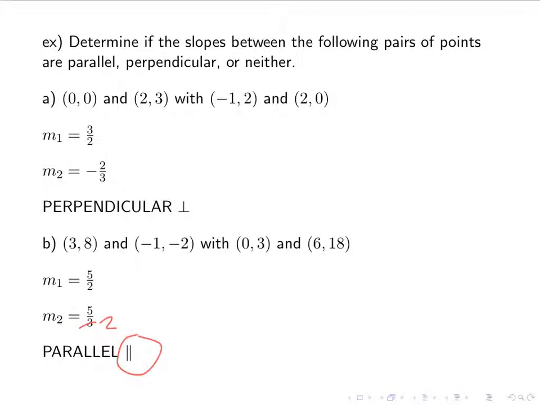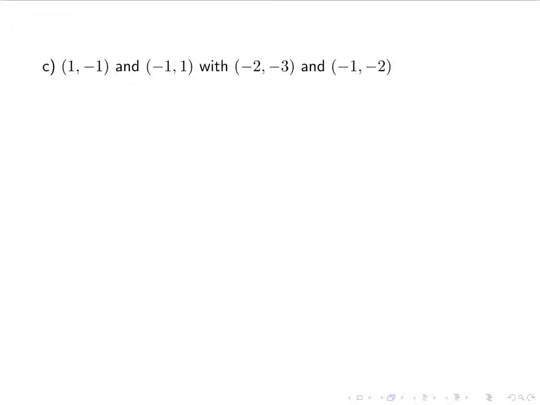Okay, so we're going to do a couple more, and I would advise you to pause it and try it out before playing it again and looking at the solutions. Our next one is the points (1, -1) and (-1, 1), with (-2, -3) and (-1, -2). Be careful, there are a lot of negatives here. Again, I would suggest pausing it and trying to find the two slopes first. Okay, so hopefully you tried it out.